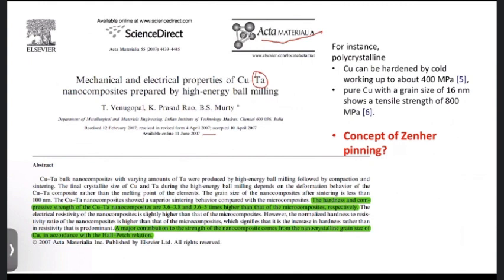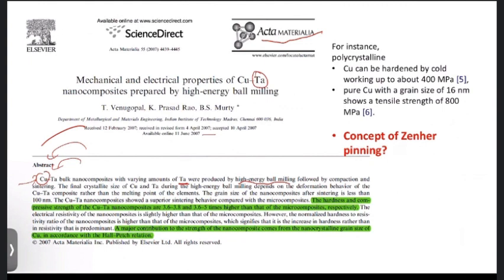What does the abstract say? It says that they made copper tantalum bulk nanocomposite in huge amounts with varying amounts of tantalum. They kept the amount of copper the same, and then put in some tantalum, like 1%, 2%, 3% in this way. They used high energy ball milling, followed by sintering or compaction. Sintering means that they put it in a furnace.